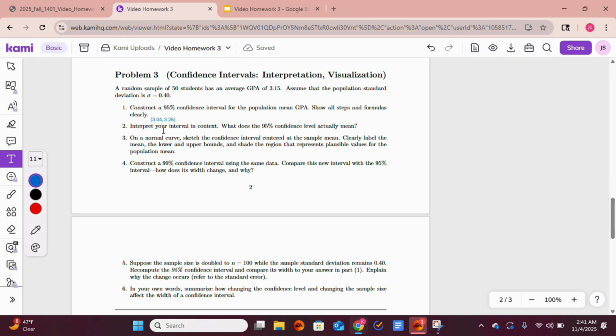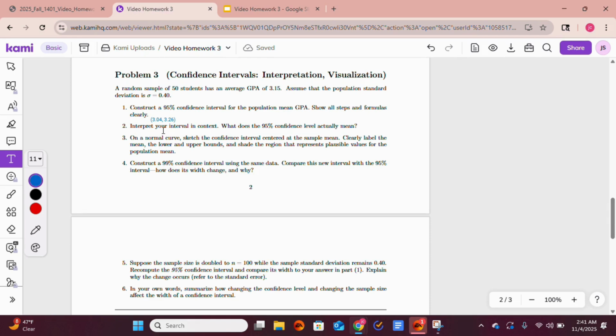Now for question 2, it asks, interpret your interval in context. What does the 95% confidence level actually mean? This means that we are 95% confident that the average GPA for the entire population is between 3.04 and 3.26. This means that this method captures the true mean 95% of the time.